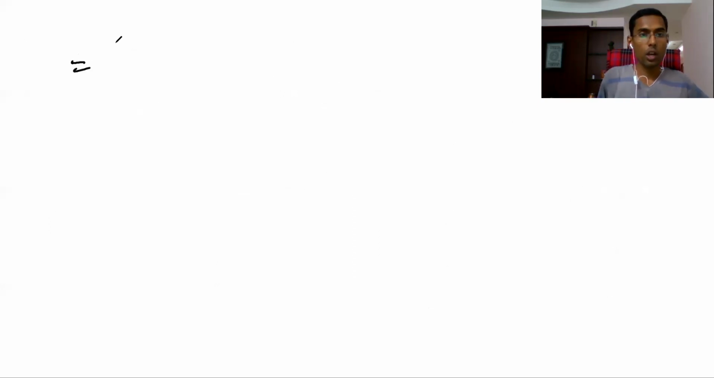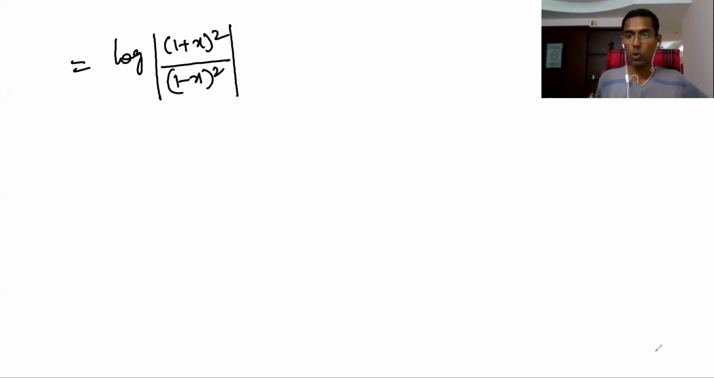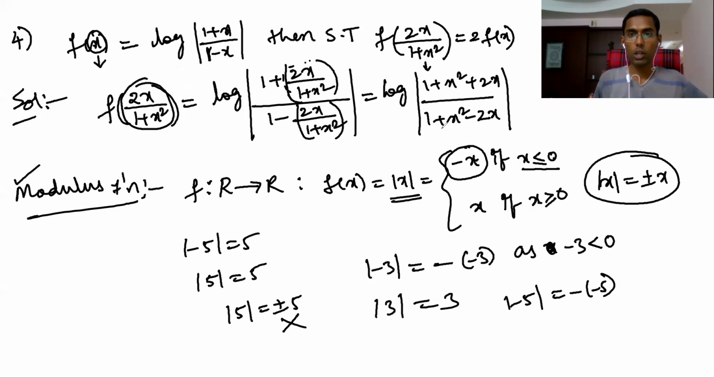So what you get, log of mod a, 1 plus x square plus 2x is 1 plus x whole square, divided by what? 1 minus x whole square. Hope you got it. So this is 1 plus x square, this is 1 minus x square. That's what I wrote in the next page.